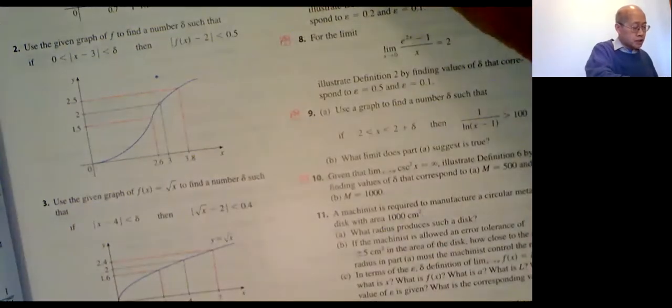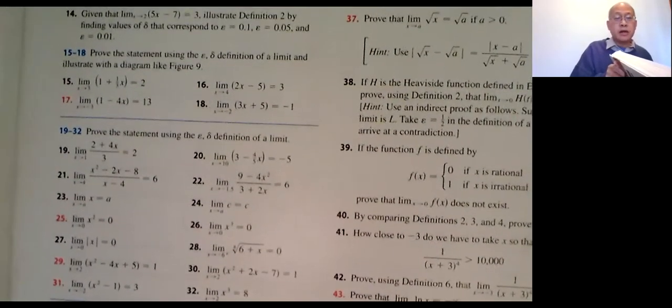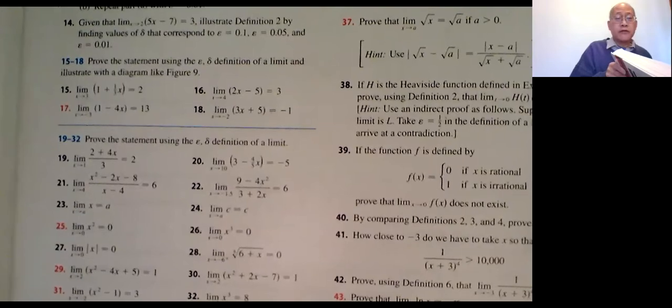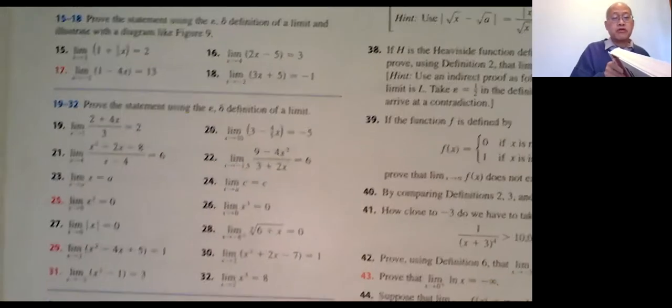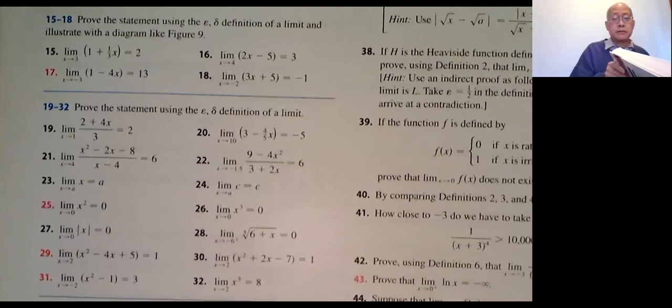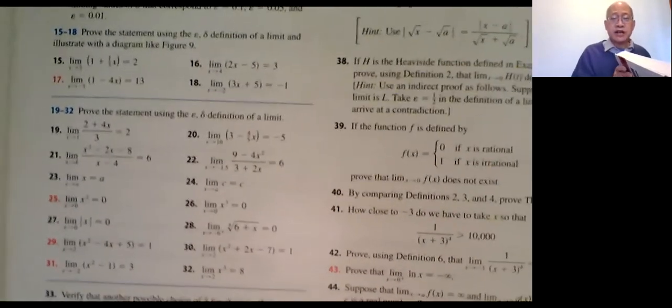Most of the rest of the problems in this section are proofs. I'll just give you a little taste of it. Prove using epsilon delta. Look at 15 through 27: prove the limit. So how do we prove the limit? Now, we're not actually finding the limit.